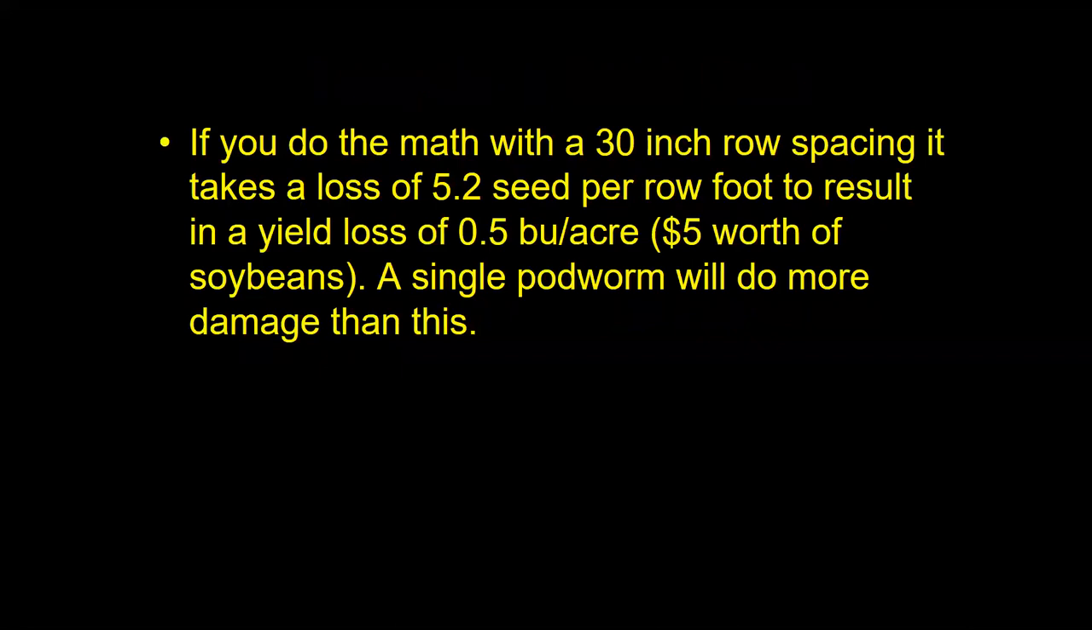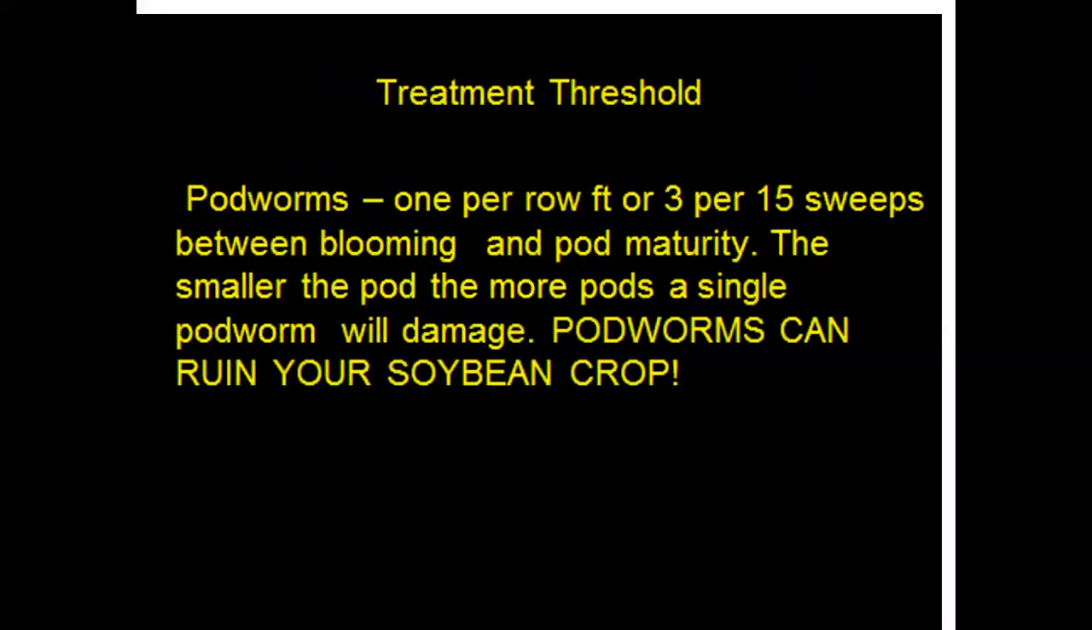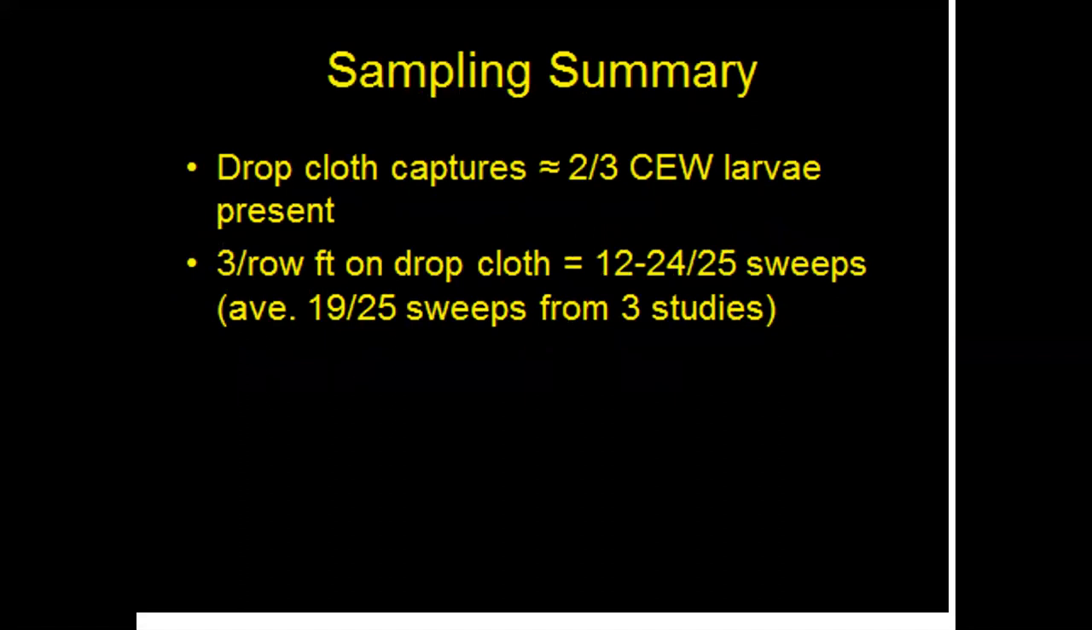A single podworm is going to do more damage than this. So on podworms in Alabama, the treatment threshold is 1 per row foot or 3 per 15 sweeps between blooming and pod maturity. The smaller the pod, the more pods a single podworm will damage. When you're sampling soybeans, remember that a drop cloth sample is going to capture about two-thirds of the larvae that are actually present with respect to corn earworms.